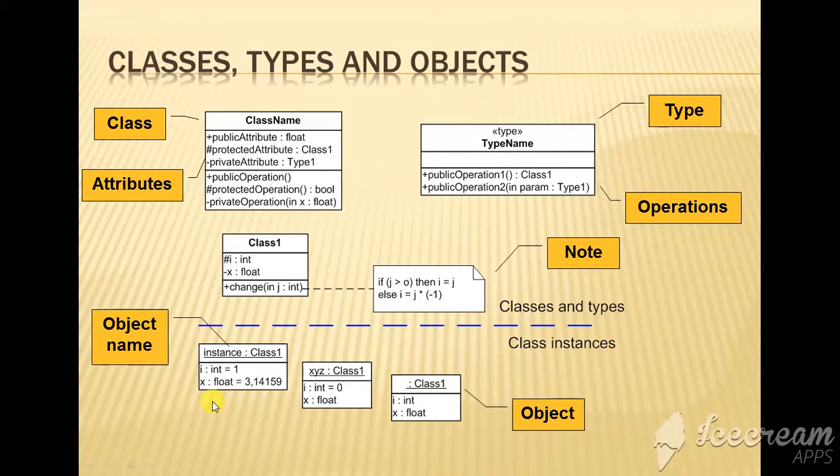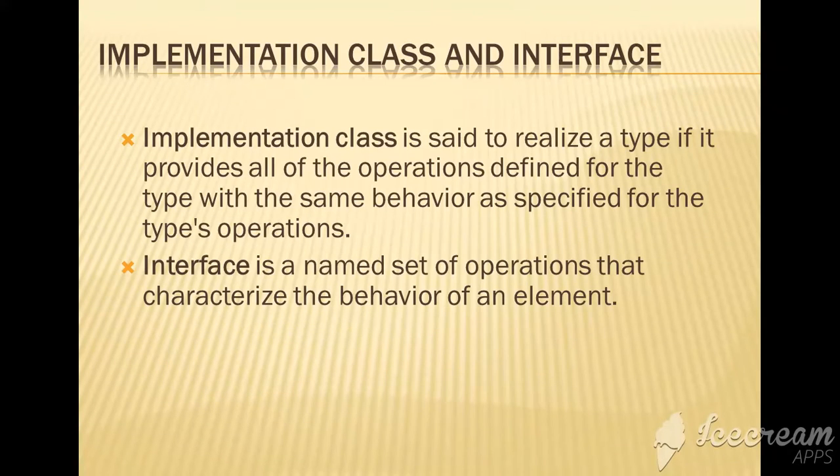So classes, types and objects. Now implementation class and interface. An implementation class is said to realize a type if it provides all of the operations defined for the type with the same behavior as specified for the type's operations. An interface is a named set of operations that characterizes the behavior of an element. So these are two types of classes, the implementation class and the interface class. Interface is a named set of operations.